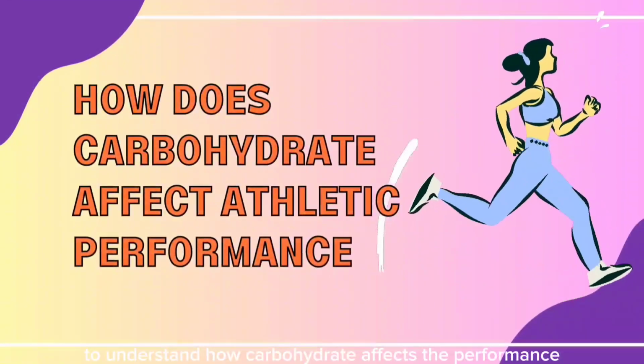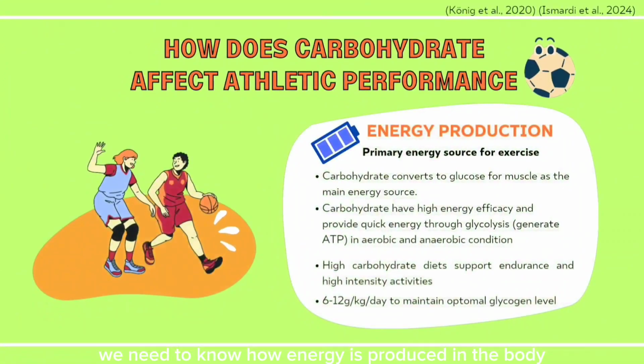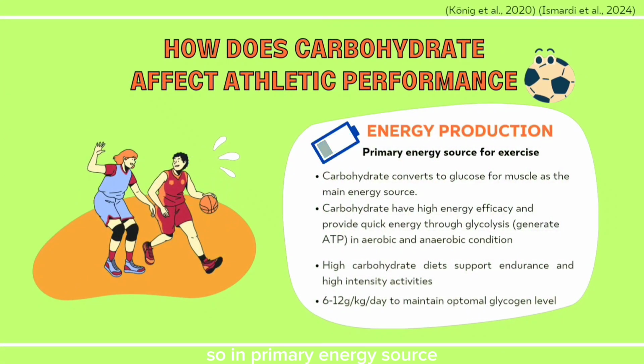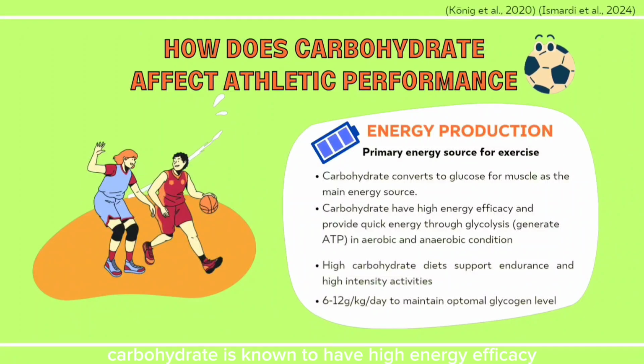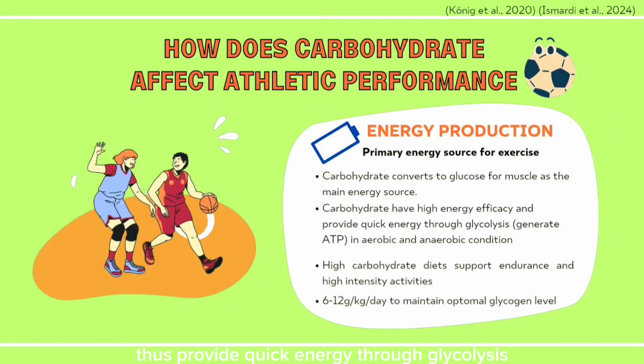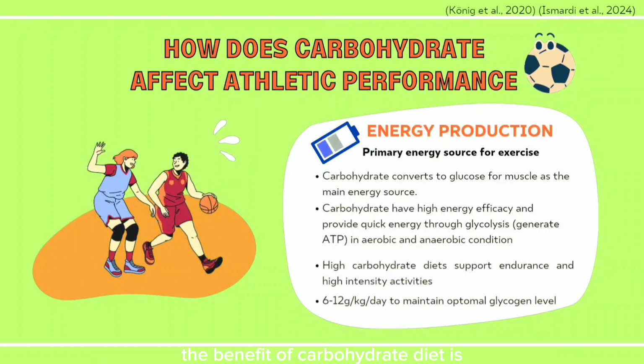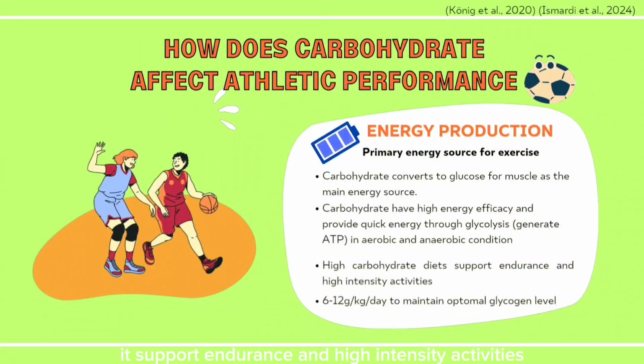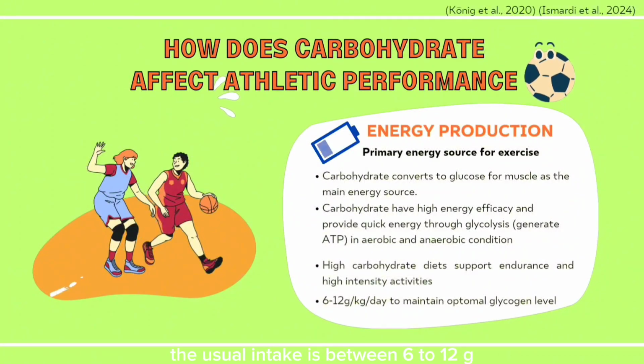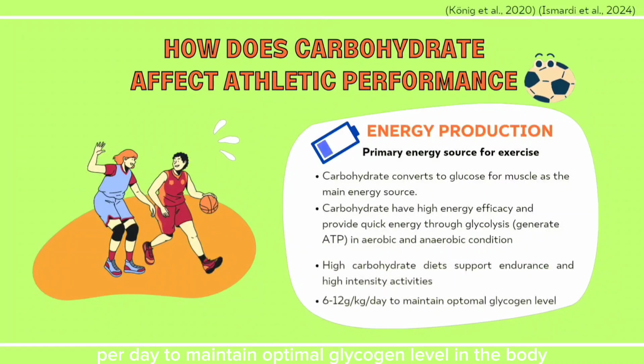To understand how carbohydrates affect athletic performance, we need to know how energy is produced in the body. So, as the primary energy source, carbohydrate is converted to glucose in muscle as the main energy source. Carbohydrate is known to have high energy efficiency, thus provides quick energy through glycolysis by generating ATP in aerobic and anaerobic conditions. The benefit of a carbohydrate diet is that it supports endurance and high intensity activities. The usual intake is between 6 to 12 grams per kilogram of body weight per day to maintain optimal glycogen level in the body.